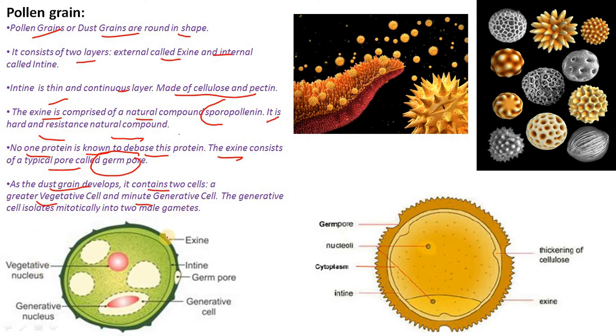You can see on this picture that this is exine and the inner layer is intine. This is the germ pore, and this is the generative cell. And this is the vegetative nucleus, and this is the generative nucleus. The thickening of the nucleus is taking place before within the intine.